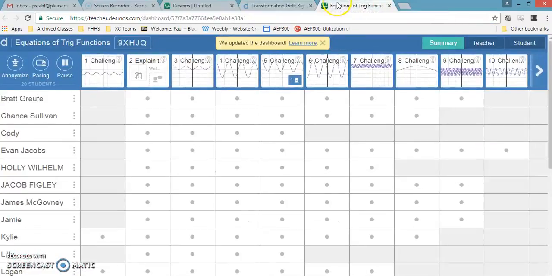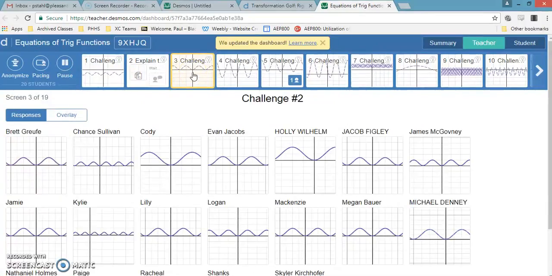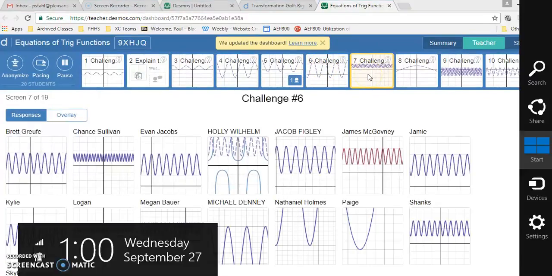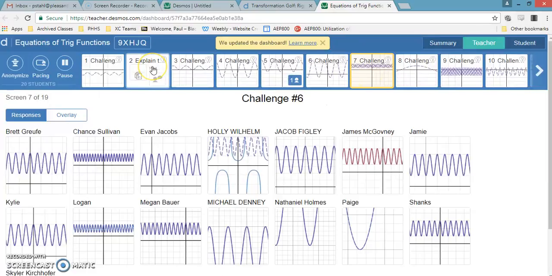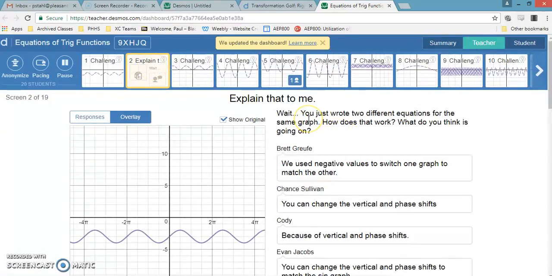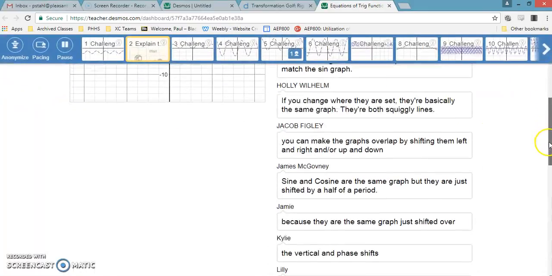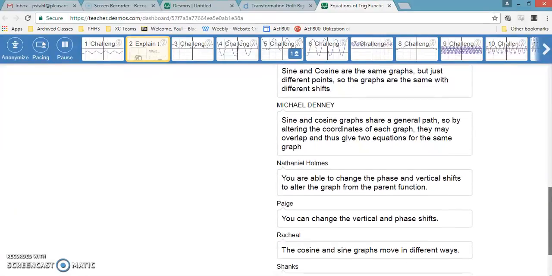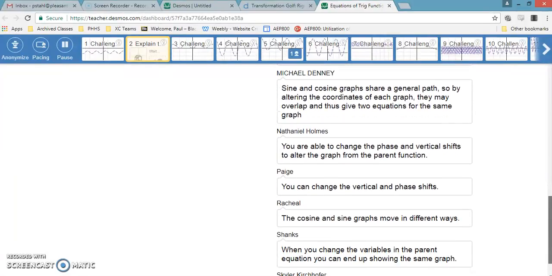I did do one of these recently, and here is what my students did for the graphs of trigonometric functions. So I get to see each of the students' graphs and how they completed it, what their screen looks like, and then I get to read the written explanations as well. So the question was that the sine and cosine equations ended up generating the same graph. And so I get a varied set of explanations that just identify kind of where my students are at in terms of their thinking and analysis of what's going on.